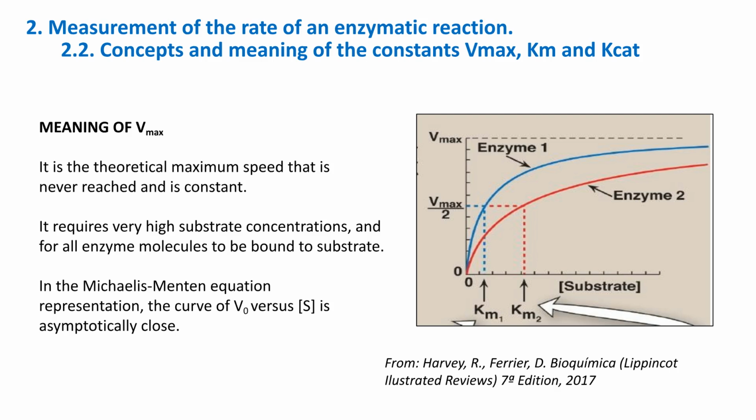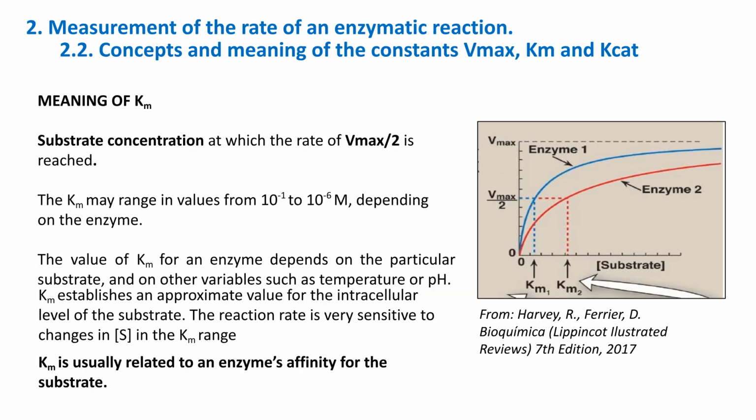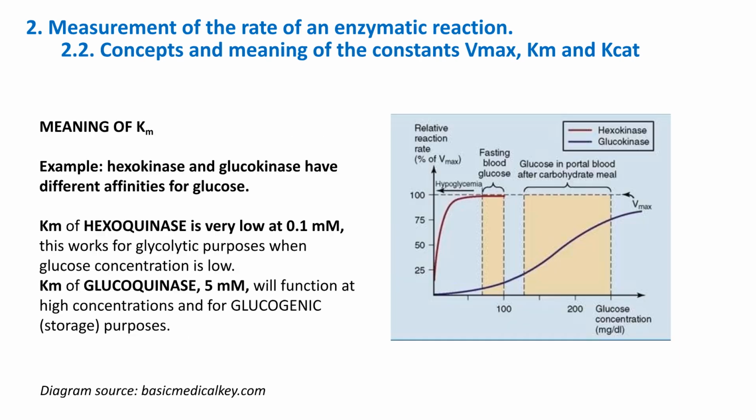It is a constant and is never fully reached, as the V0 versus S curve is asymptotic. Km, the Michaelis constant, is the substrate concentration at which the reaction rate is half of Vmax. It ranges widely and reflects the enzyme's affinity for its substrate. Km is sensitive to variables like pH and temperature. Different enzymes have different Km values, indicating varying affinities.